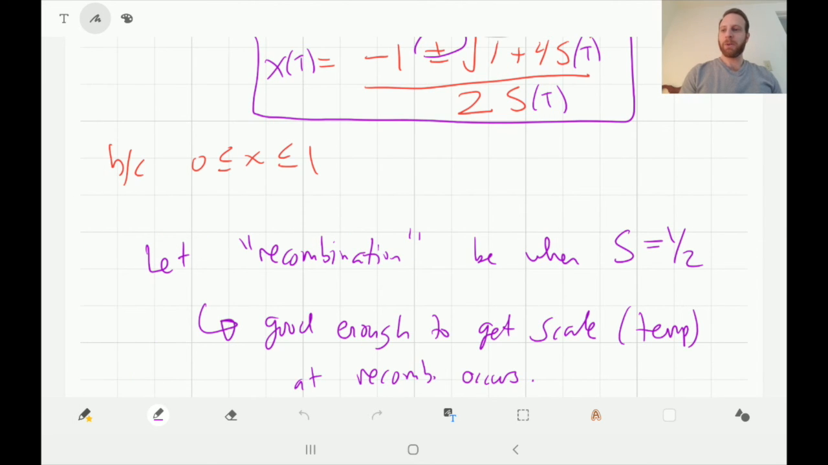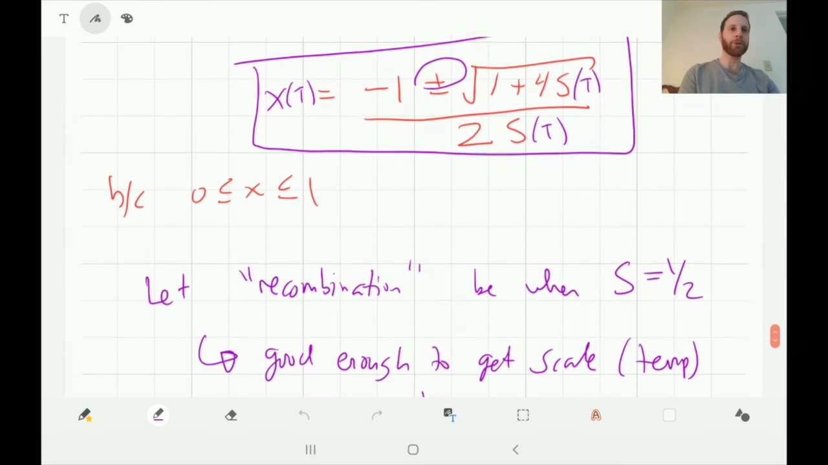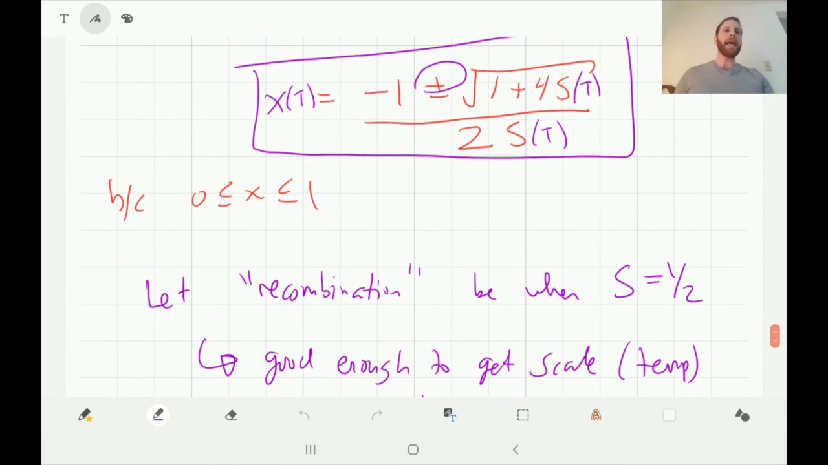Welcome back again, folks. We are talking about the cosmic microwave background and recombination. In the previous lecture, we got done talking about x of T. T is temperature and x is the fractional ionization, which is simply the ratio of the number of free protons, which is also the number of free electrons, divided by the total number of baryons.